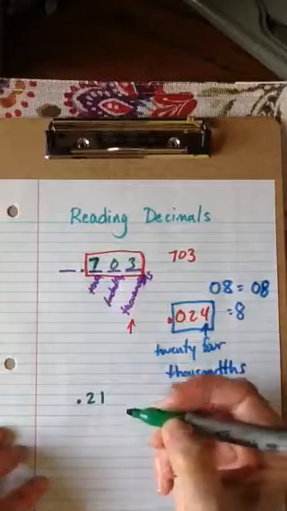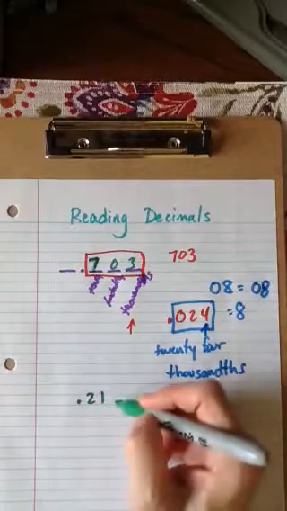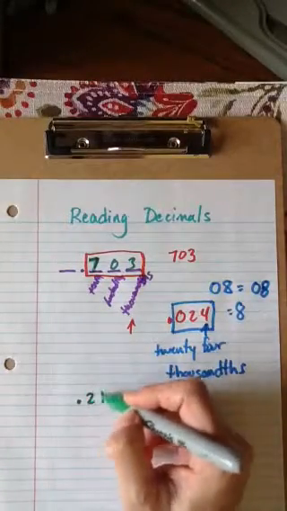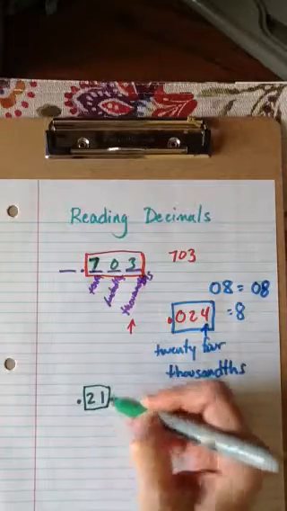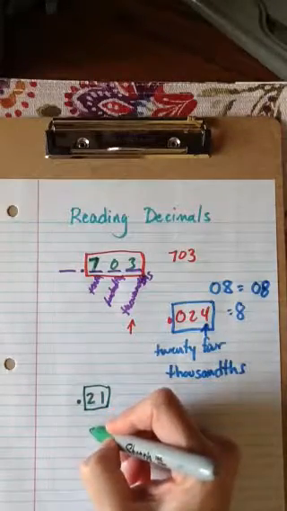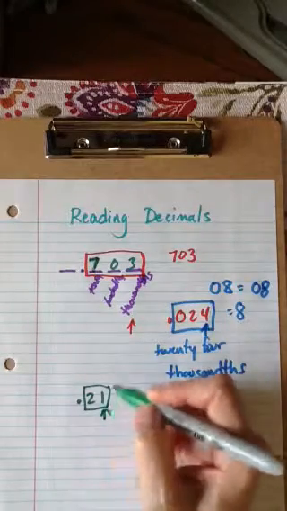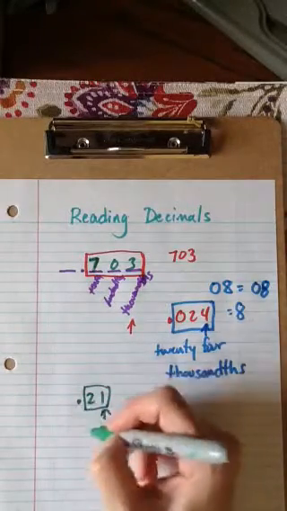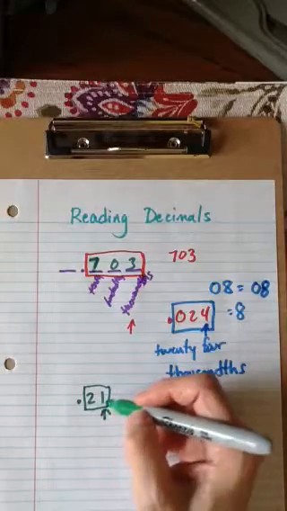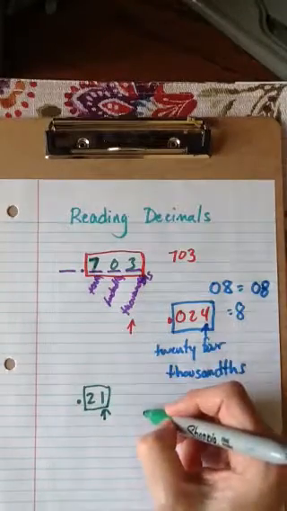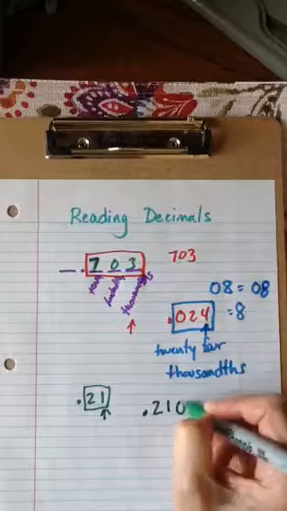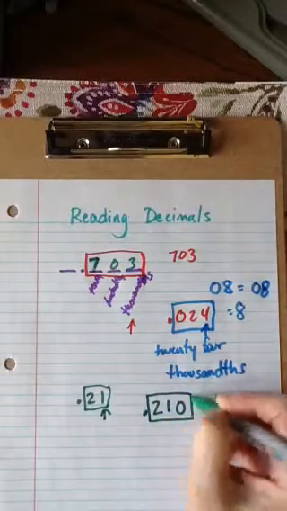Well, what if we have 0.21? First we say the name as if there were no dot. So this name is 21. And what's the last place value spot? Hundredths. So you would say 21 hundredths. Now let's look at 0.210.